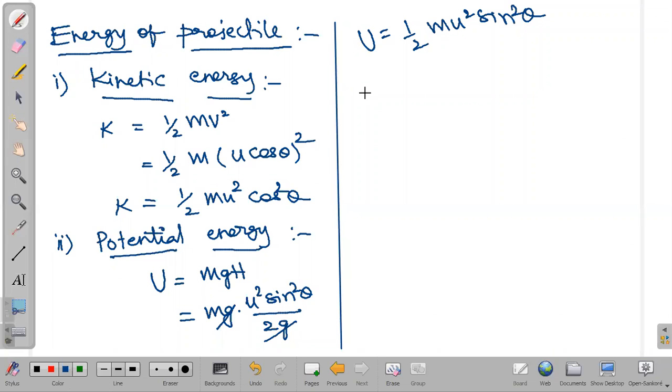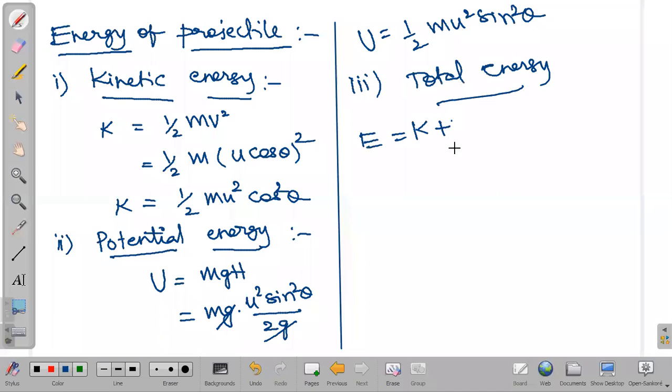Now let us write the total energy. Total energy is the sum of potential energy plus kinetic energy. So total energy E is equal to kinetic energy plus potential energy. That implies kinetic energy is half m u square cos square theta plus half m u square sine square theta, we have, right?